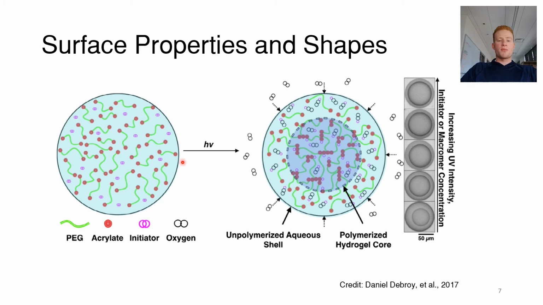Here we have our prepolymer gel. It's bombarded with UV light, and then we see the formation of this polymerized hydrogel core and this unpolymerized shell around it, which can be removed later in downstream processing. On the far right here, we see how increasing UV intensity can diminish the size of that unpolymerized shell and increase the cross-linking density of the hydrogel itself.